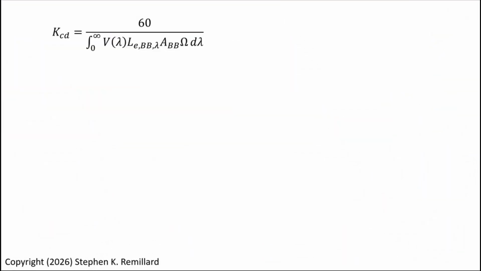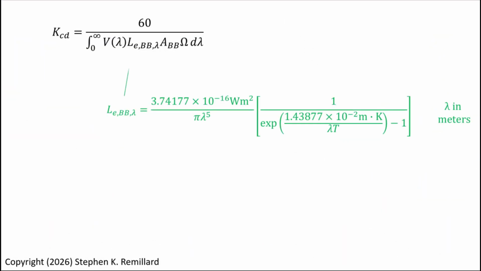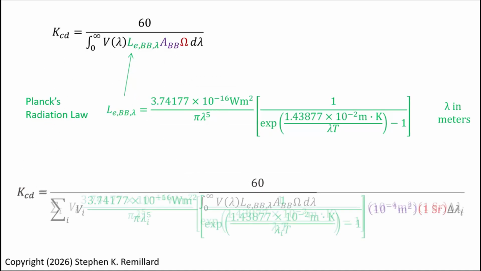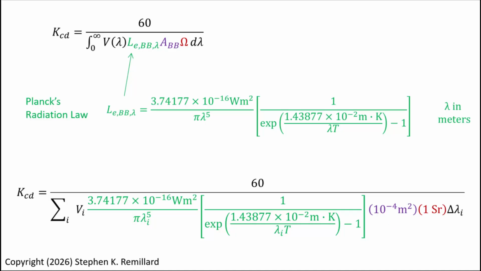Let's do it anyway. Blackbody spectral radiance is given by Planck's radiation law, which, by the way, I covered in an earlier video. Don't solve it analytically, of course, since V of lambda will be a data file, but organize this integral into a discrete sum and evaluate it numerically. I put in the values for the source area and the solid angle. Now all we need is a data set of the 1924 photopic curve, which was used in 1979 to surmise the scale factor of 683 lumens per watt.